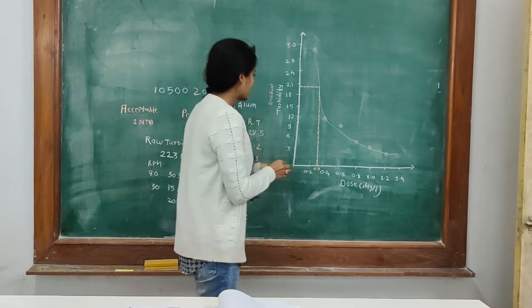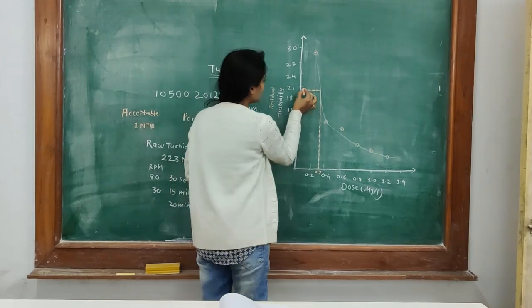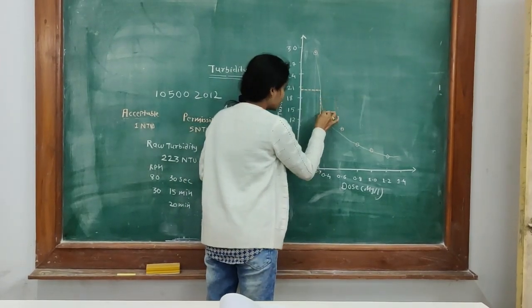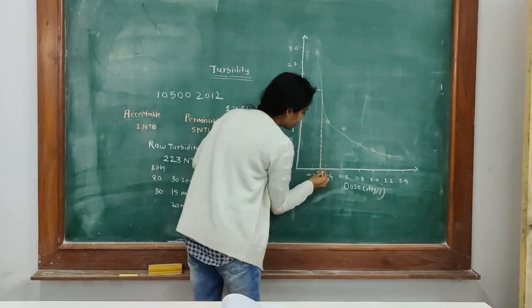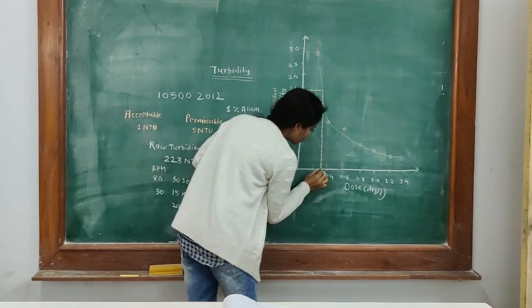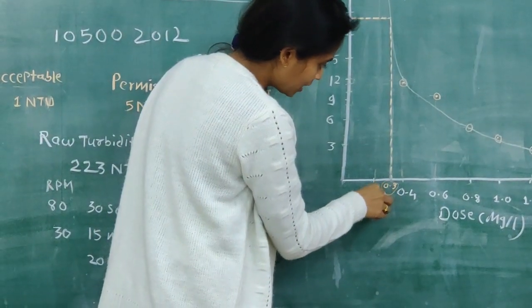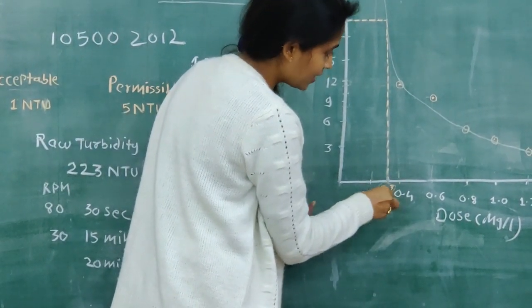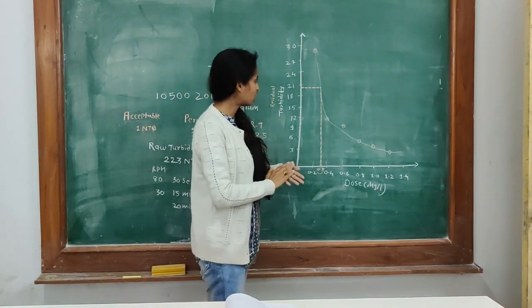So what we have done is we have just plotted the graph. Then we will drop a vertical line from 20 NTU, and here we will get the optimum coagulant dose. In this case, the optimum coagulant dose was somewhere around 0.3 mg per liter. So this was all about this experiment.